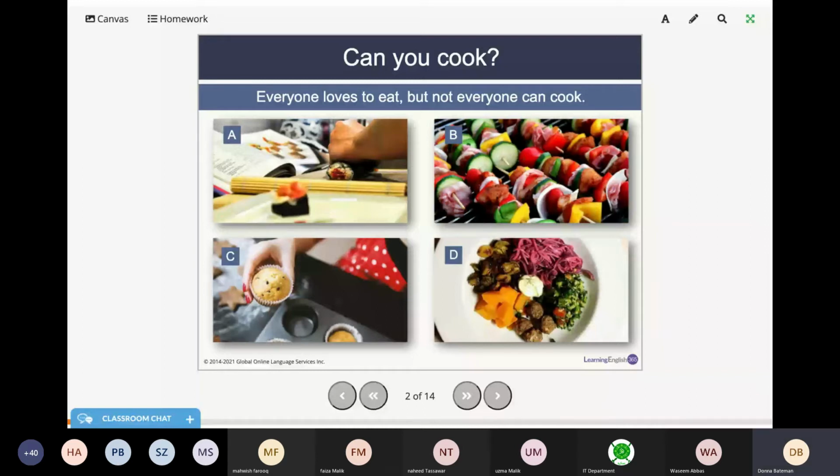We've got some pictures on the screen. Picture A. Do you know what the person's doing there? They're making Japanese sushi. B, we have some meat and vegetables on a kebab and on a barbecue. Someone's grilling them. C, we have some little cakes or muffins, maybe. And this is a particular type of cooking that lots of people find quite relaxing.